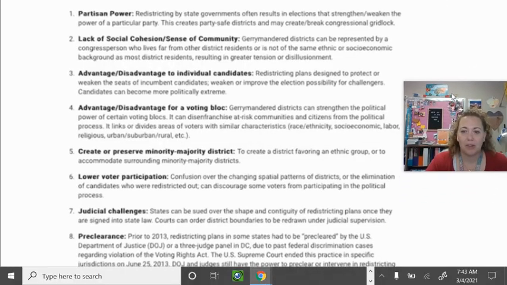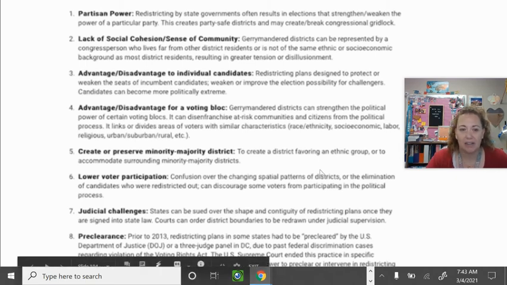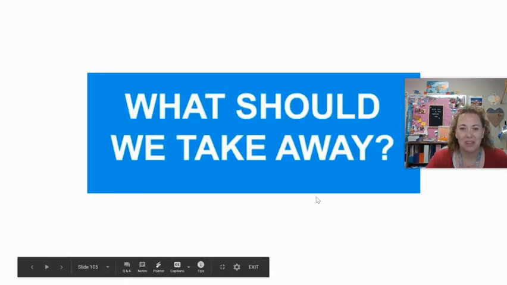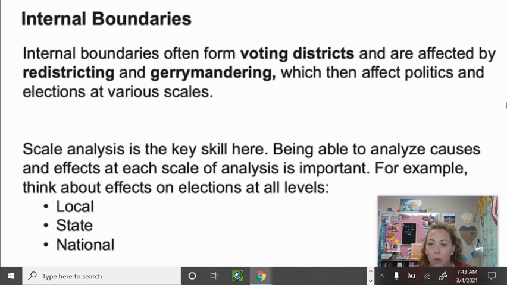Okay, and then here's some other key terms that have to go with it. Again, you can go in and pause on this and fill this out a little better, okay? All right, what's our takeaway here? Internal boundaries often form these voting districts that are affected by redistricting. Redistricting is the legal process of, hey, this place got new population, this place lost population, we have to adjust for the balance. Gerrymandering is when there is clear motivation of, oh, weird, they grouped this random set of beads up here to be with these guys so they can form a voting block or something like that.